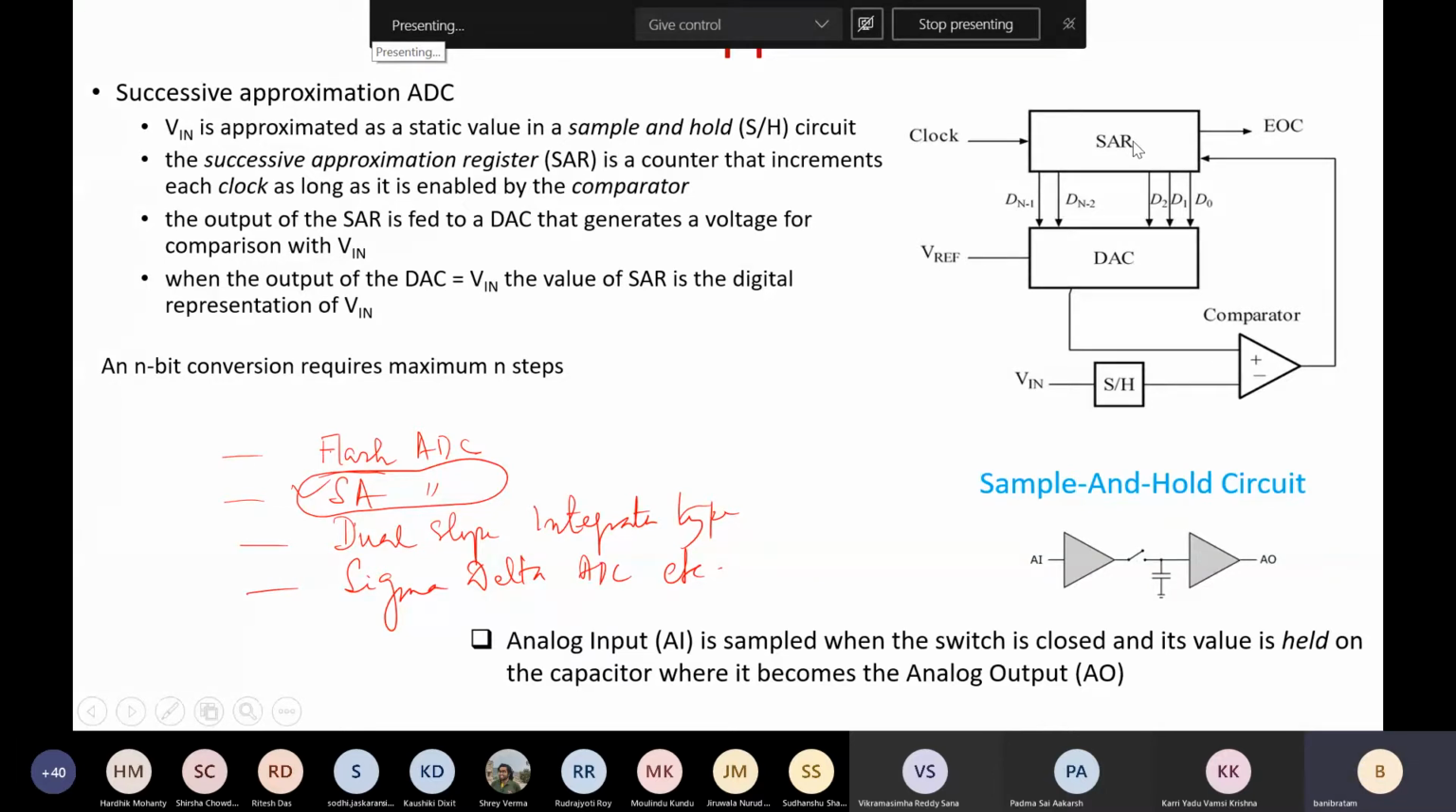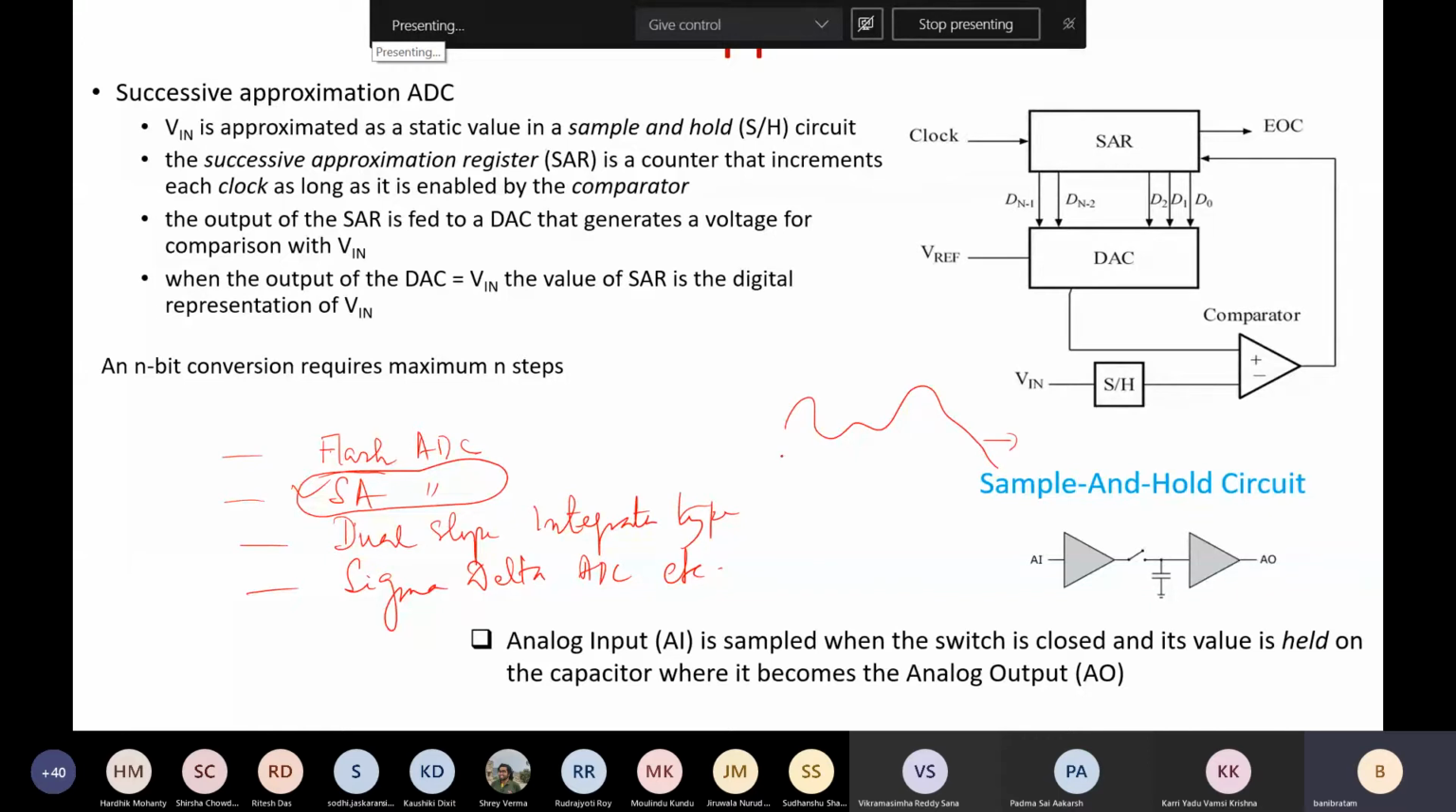You know about the register, right? Then it includes one DAC also, that is the digital to analog converter, right? And what do we mean by sample and hold? Sample and hold means suppose I have some analog signal like this, and I want to convert it into the corresponding digital.